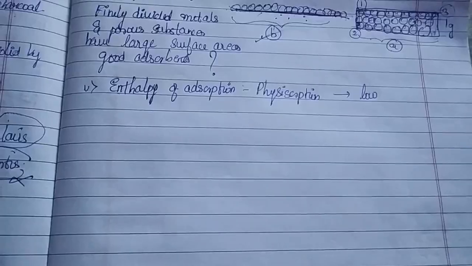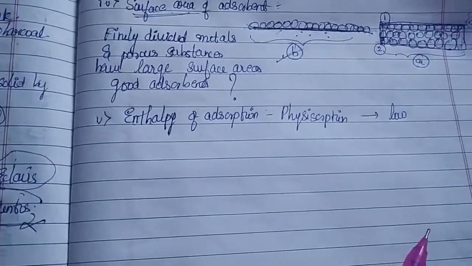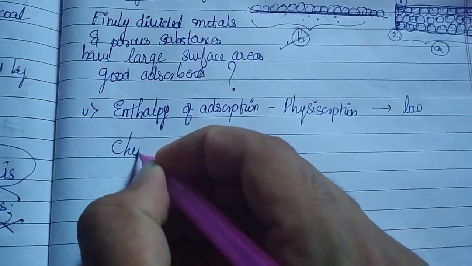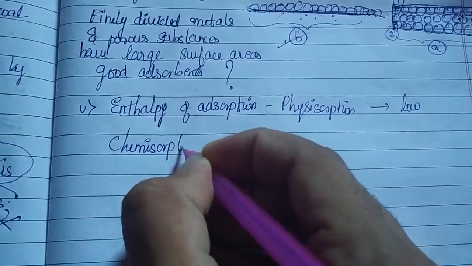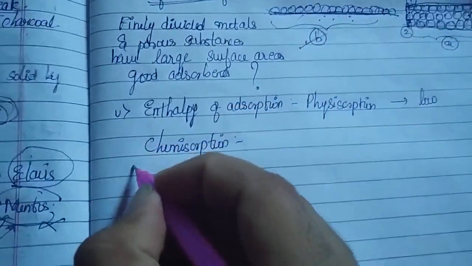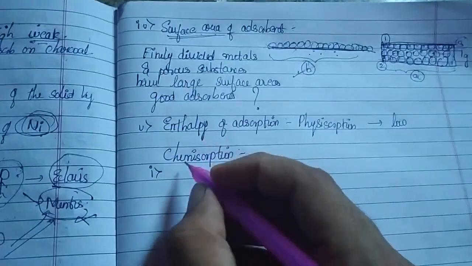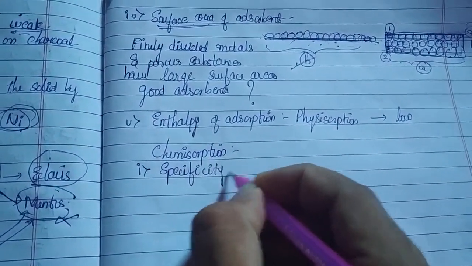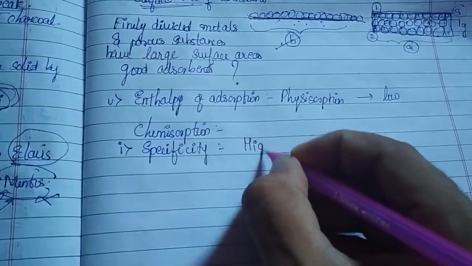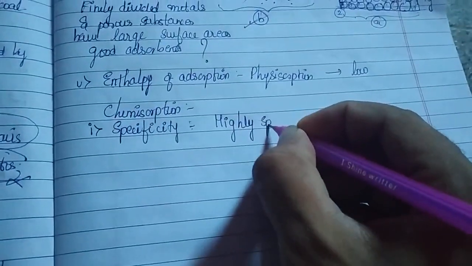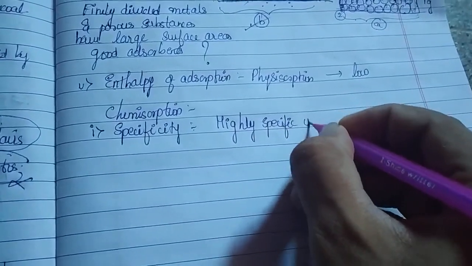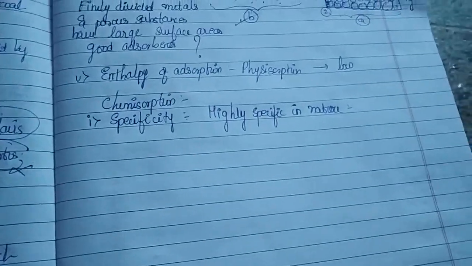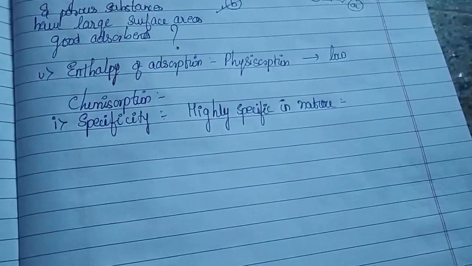Okay. Now we will see the characteristics of chemical adsorption, also called chemisorption. First and foremost we will study specificity. Do remember, chemical adsorption is highly specific in nature. Its specificity mainly comes from the aspect of its chemical bond.